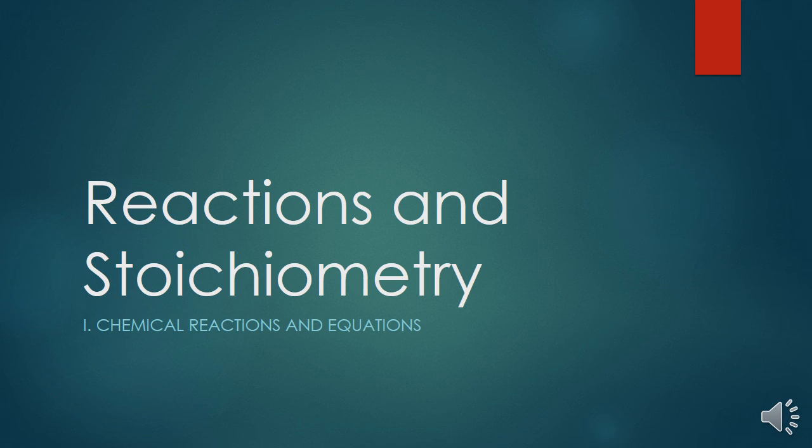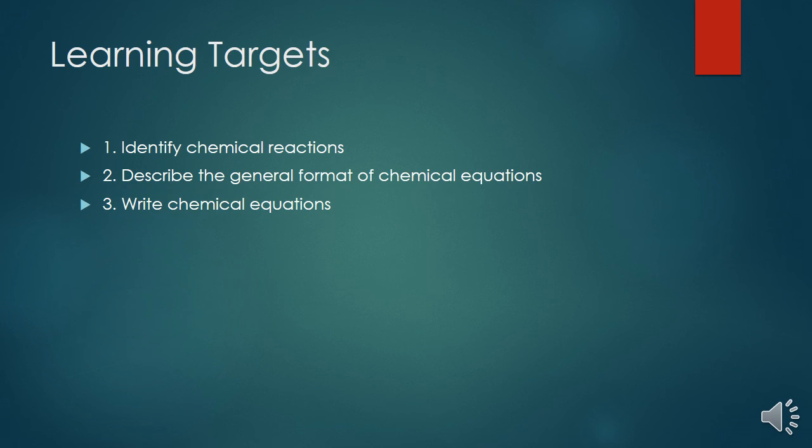The first lesson in the reactions in stoichiometry unit is on chemical reactions and equations. Here are our learning targets for this lesson. You can see there are three here. The first, we want to be able to identify chemical reactions.